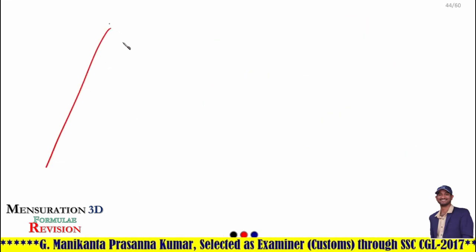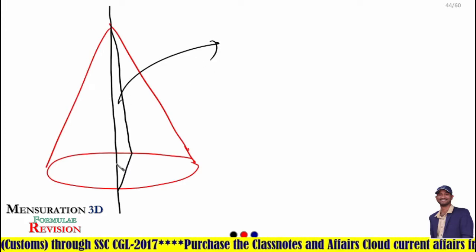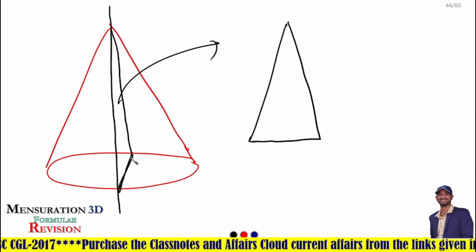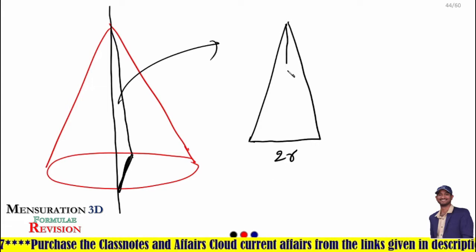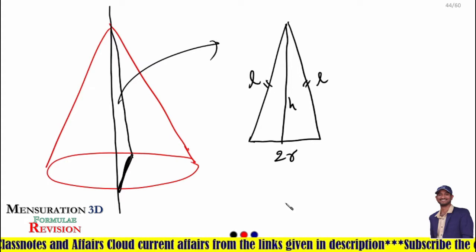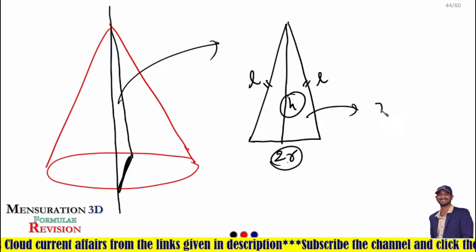Next, 2D to 3D, vertical cross section. There is a cone like this. Now this cone is cut like this along the diameter vertically. Now what is the cross section? You will get a triangular cross section. The base of the triangle is the diameter 2r, the height of this triangle is h, and these equal sides are the slant heights L. Now what is the area of this triangle? Half into base into height, half into 2r into h, that is rh.